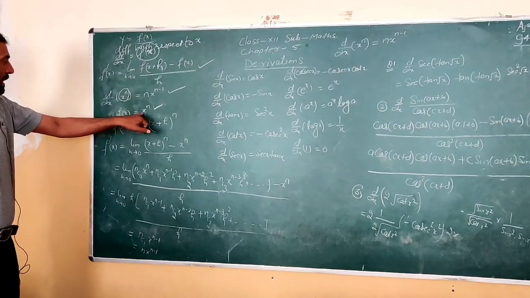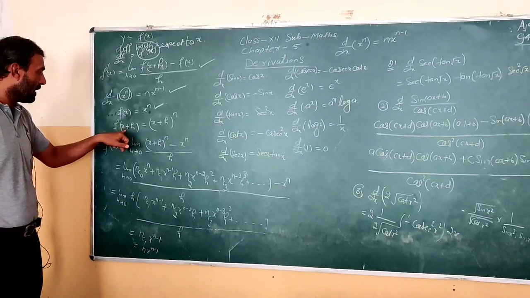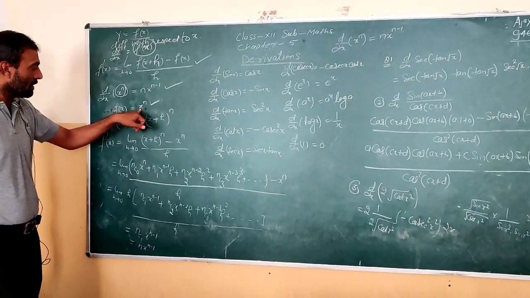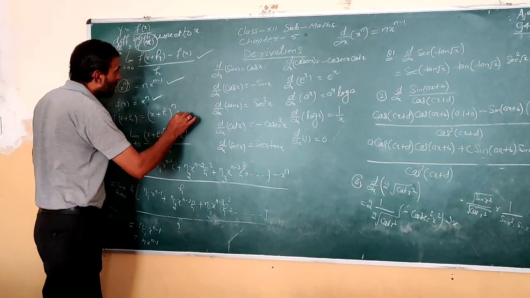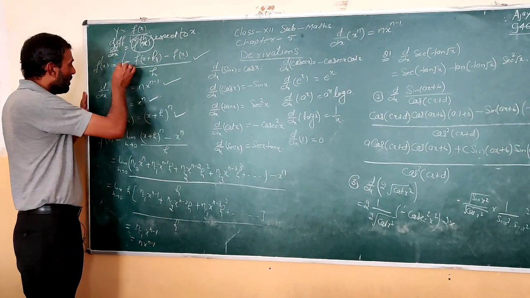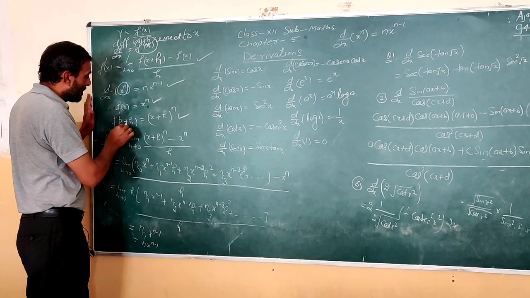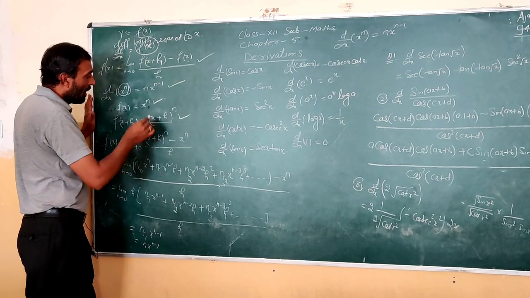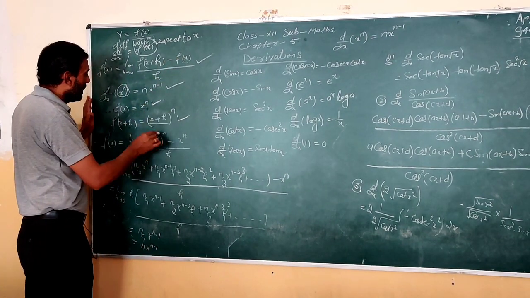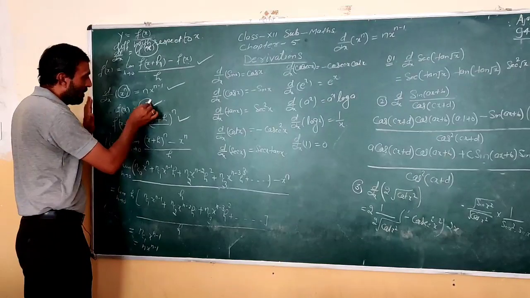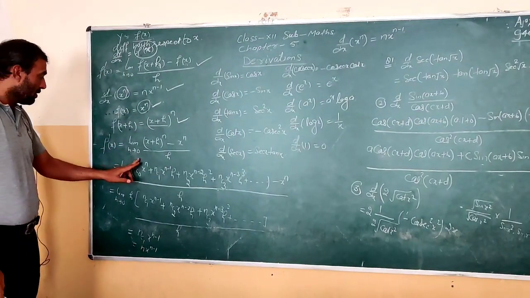f(x) is equal to x raised to n. This is the question. X is replaced by x plus h. So here also x is replaced by x plus h. Now these two values we put into this formula, limit h tending to 0, f(x plus h) is equal to x plus h raised to n, and then minus f(x), f(x) is equal to x to the power n, all divided by h. Limit h tending to 0 is same.